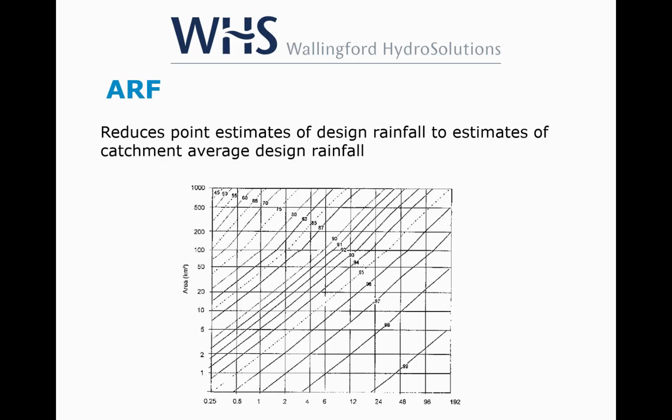So if, for example, we've got a 1 hour duration event and our catchment is about 200 kilometres squared, we reduce that rainfall to 75%. We can see the lines here for 75%.